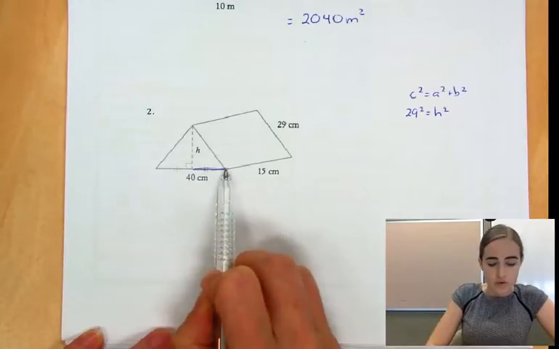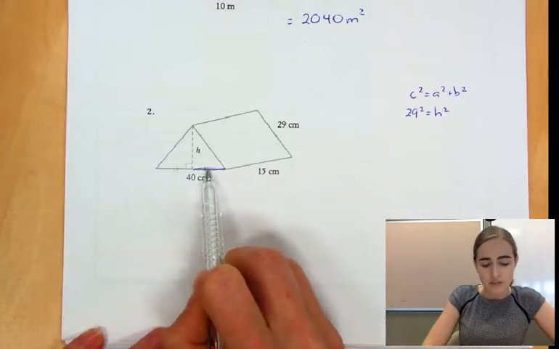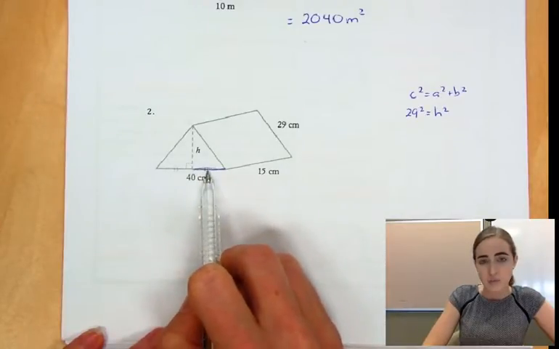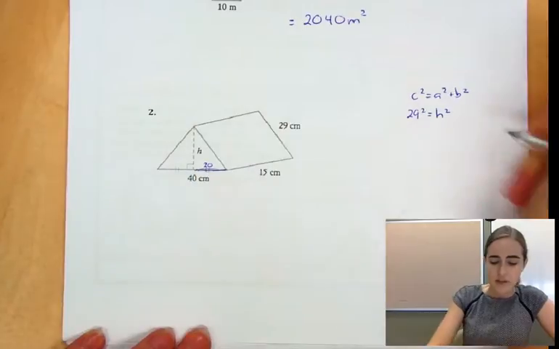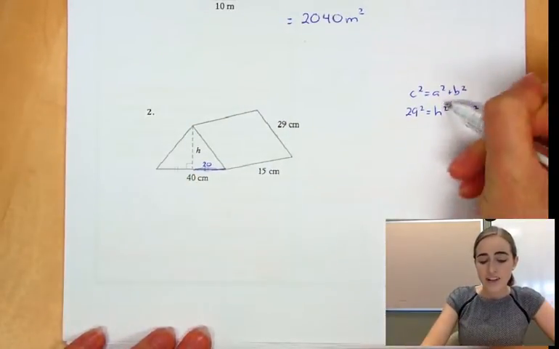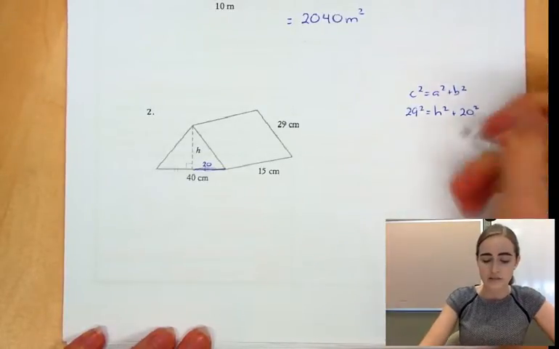We know that the whole distance along the base here is 40. And we've got these little marks on here, which mean that these two bits are the same length. So that means that each of those has to be 20. So we're going to have plus 20 squared. That means to find h squared, we're going to have to go 29 squared minus this 20 squared.